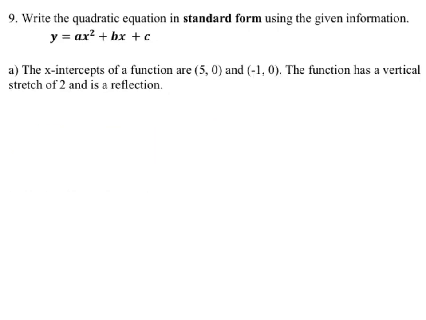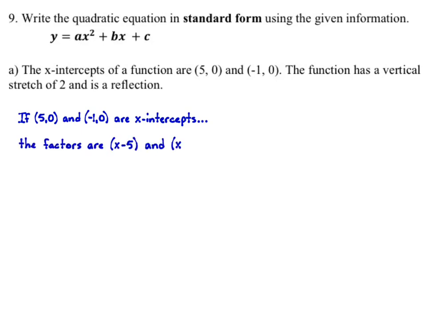For number 9, it says write the quadratic in standard form with the given information. Well, this is dealing with the x-intercepts. It says the x-intercepts are 5, 0 and -1, 0. And then it has a vertical stretch of 2. So we can see that it gives us our a value. So remember, if the x-intercepts are 5, 0 and -1, 0, that means that our factors are going to be the opposites of those. So that means our factors are going to be x minus 5 and x plus 1.